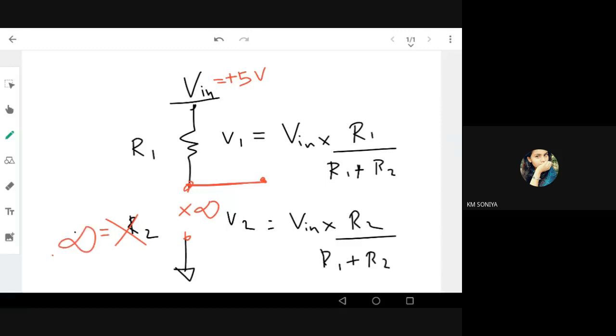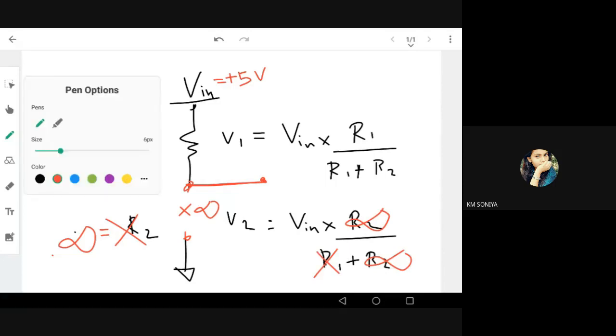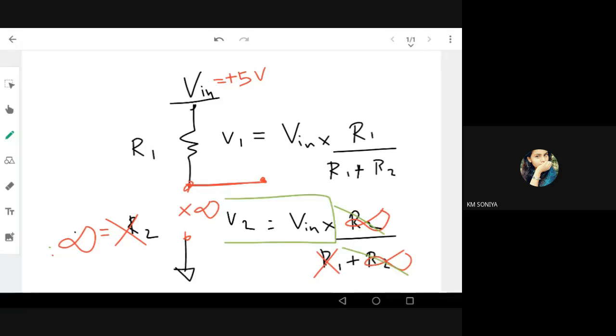So just put R2 equal to infinity, a very high value, in the denominator. R2 is negligible in the numerator and denominator, so they cancel out. So what you'll get is V2 equal to V in. Okay, these are simple things which you need to think very fast. So whatever voltage I measure when I disconnect one resistor, this point has the full voltage, 5 volt or V in, completely coming across this point.